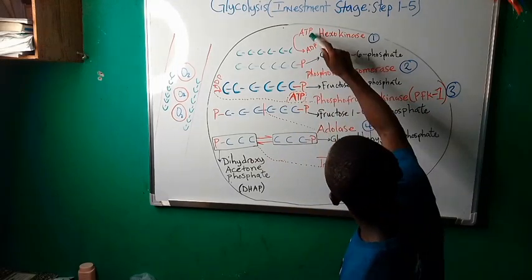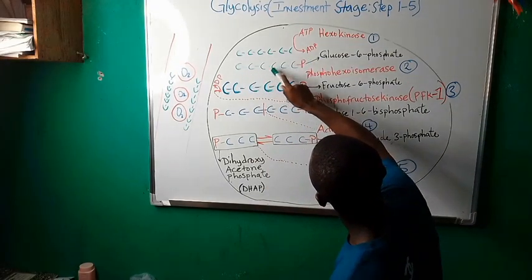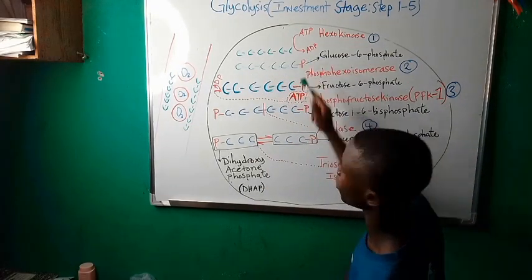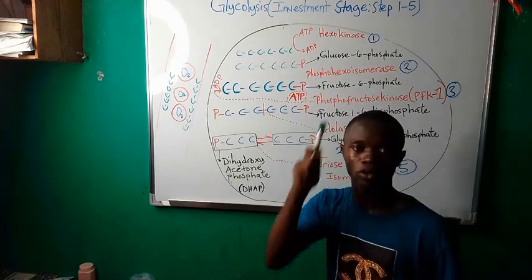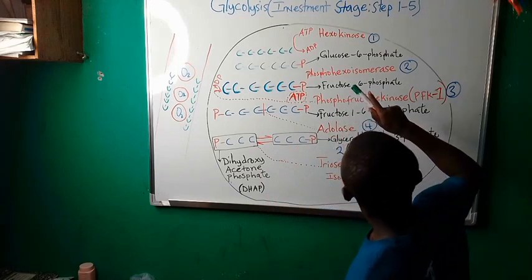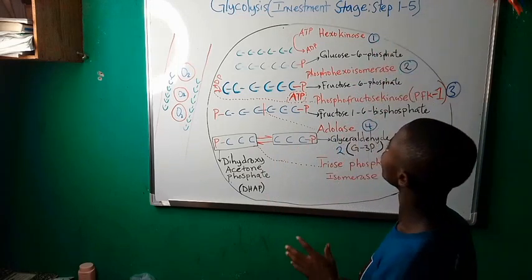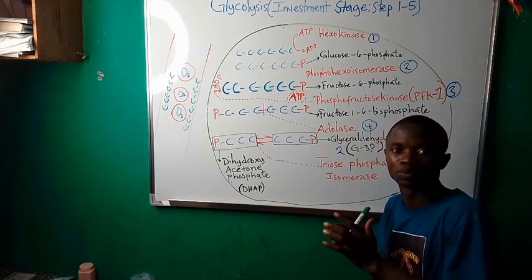So if we take the phosphate from ATP and add it on carbon number 6, remember carbon number 1, 2, 3, 4, 5, 6. On carbon number 6 is where hexokinase adds the phosphate group that it took from ATP. Reaction number 1. So we move to reaction number 2, or step 2. What happens in step 2?